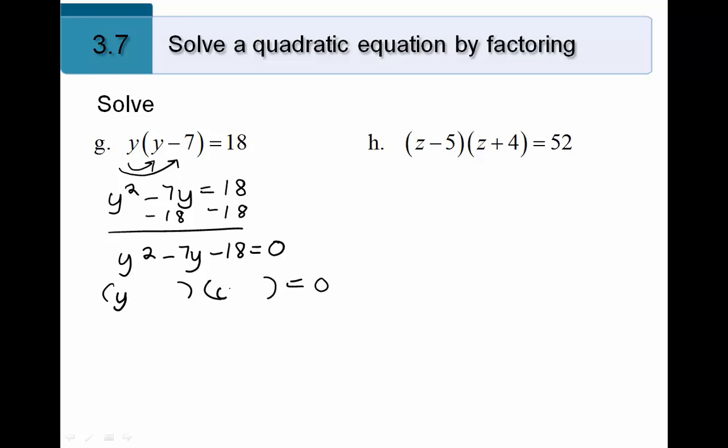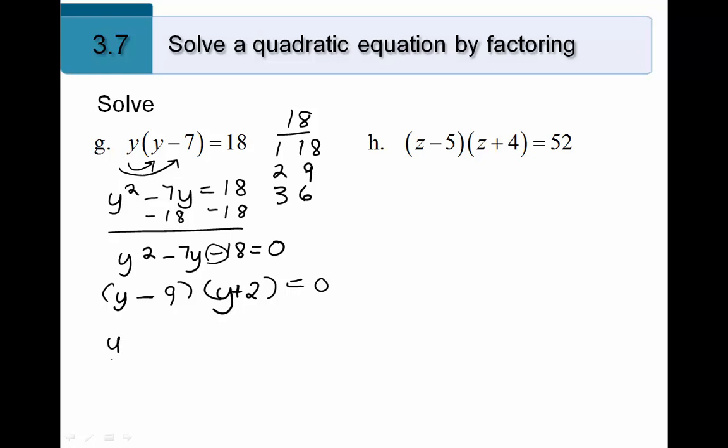y times y is y squared. My factors of 18, I had to choose from 1 and 18, 2 and 9, or 3 and 6. This is negative, so my signs are different. So 9 and 2. 9 times y is 9y. 2 times y is 2y. I'm not writing on that because I need my room. It needs to add up to negative 7y. So my 9 needs to be negative. My 2 needs to be positive. So y minus 9 times y plus 2 has to equal 0.